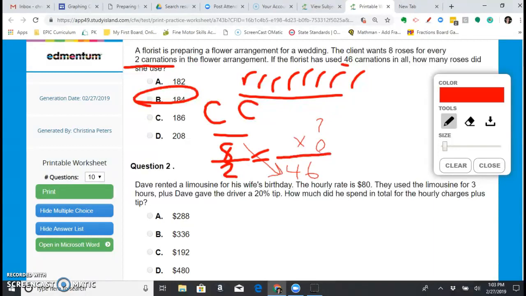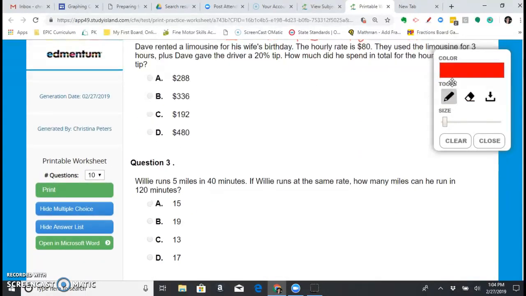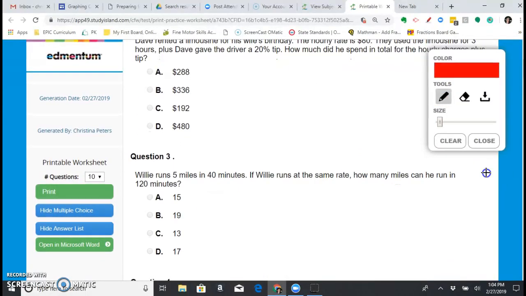Cross multiplying. 8 times 46 is 368. It equals 2 times x. To undo 2 times anything, you divide. X will equal 184. You can always set up a proportion. Sometimes that's how people think better.